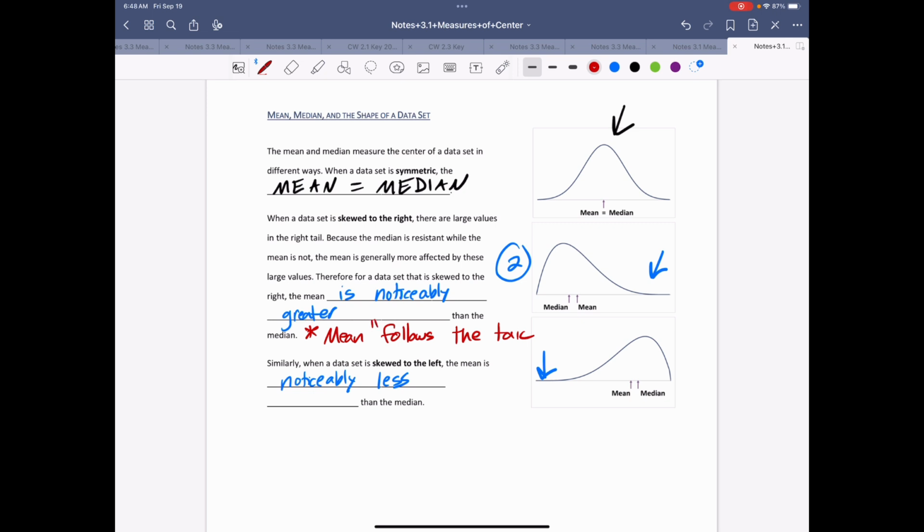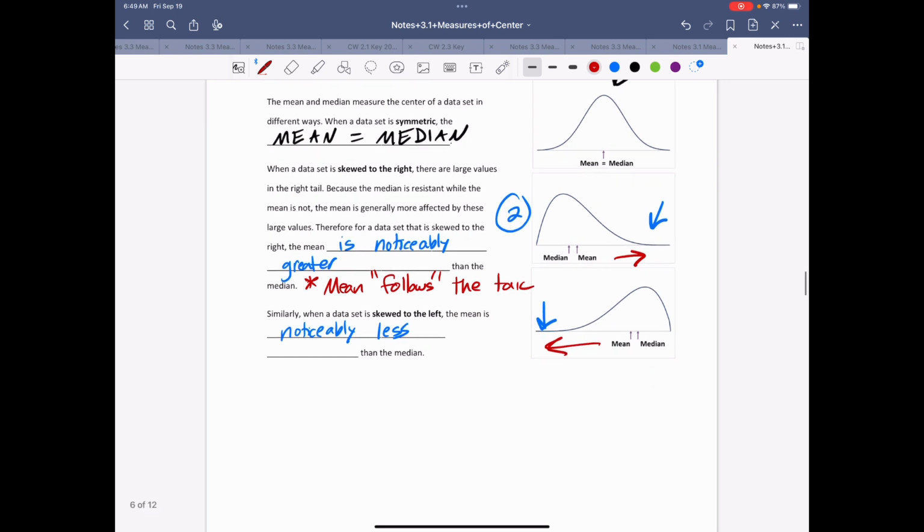It cannot help it. Okay, so the mean goes towards big numbers. The mean increases. The mean goes towards smaller numbers. The mean decreases. It cannot help following the tail.